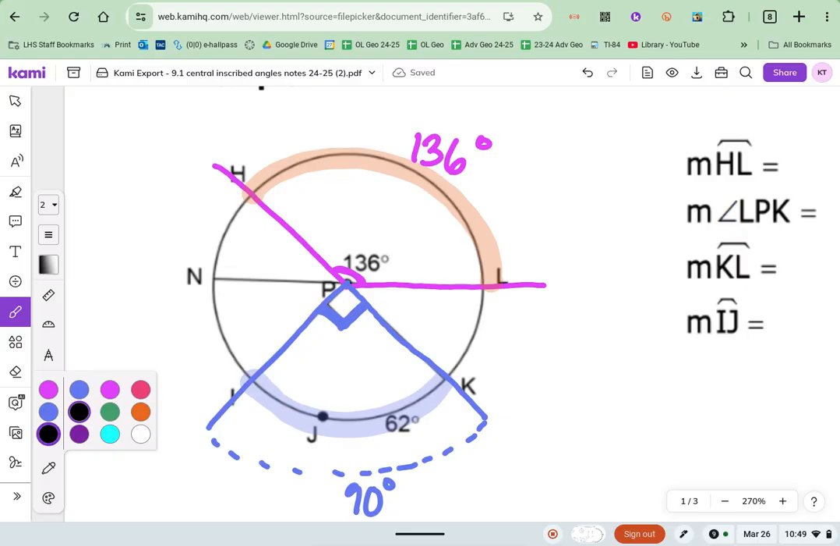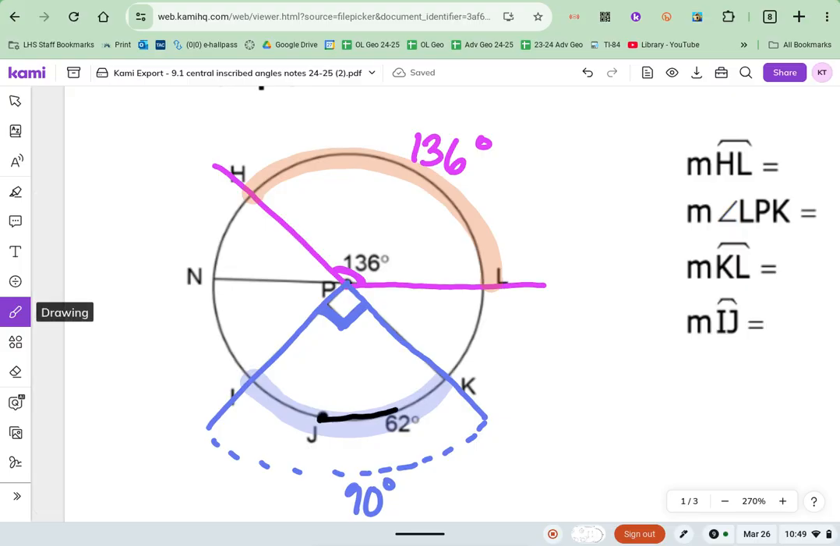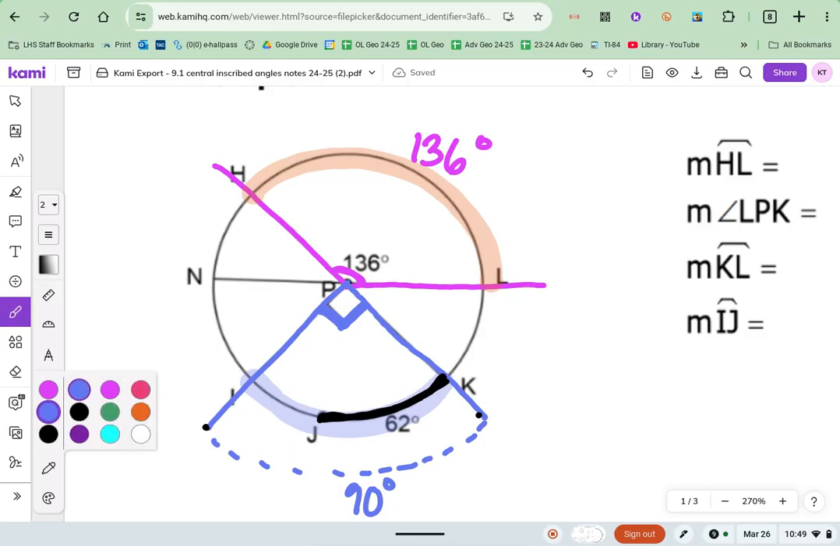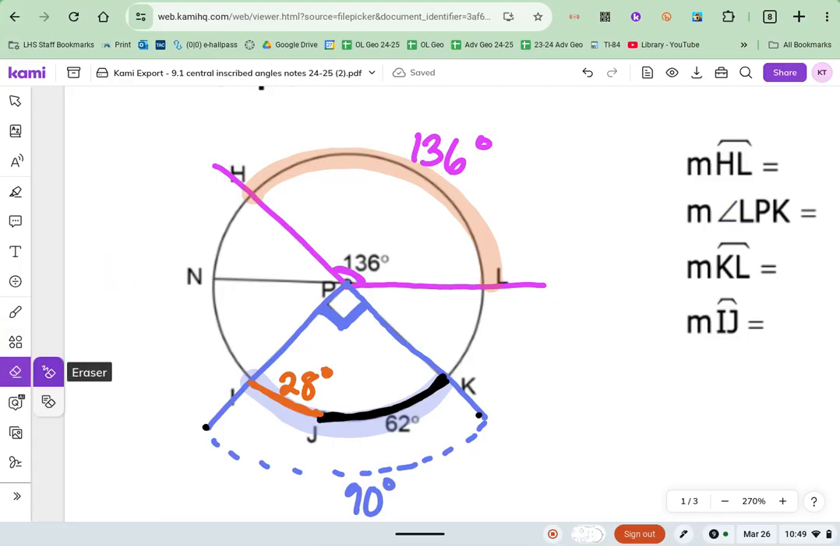Which is going to be helpful because we are told that from J to K is 62 degrees. So if the whole thing from I to K is 90, and we've already used 62 degrees, we can figure out how much is left for just I to J. So I'm going to do 90 minus 62. And we get 28 degrees left for just the little I to J piece. We're writing all these little pieces in our circle because we're going to use those now to find the other pieces that are missing.